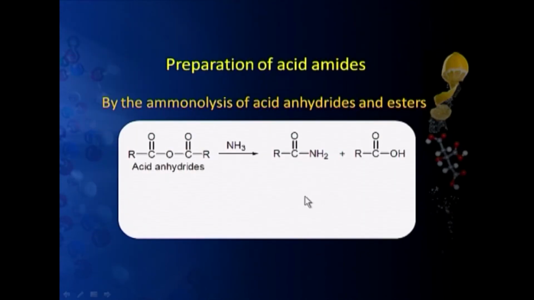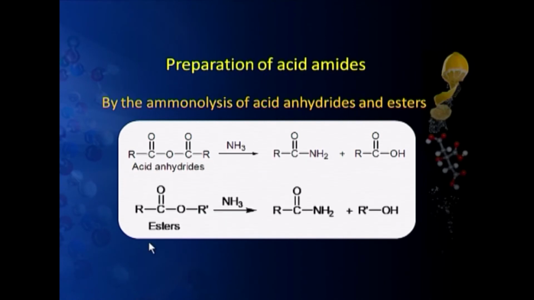Then we can get amides by the ammonolysis of acid anhydrides as well as that of esters. Acid anhydrides get cleaved when treated with ammonia. One part goes as amide and another part goes as acid. Similarly, esters also react with ammonia to give amides and the alcohol part is left. Basically, ammonia replaces this alcohol.